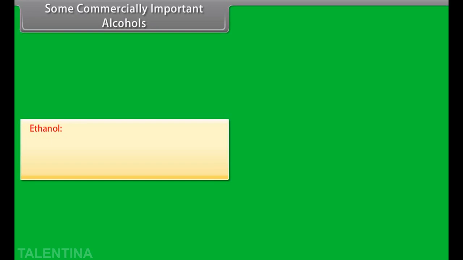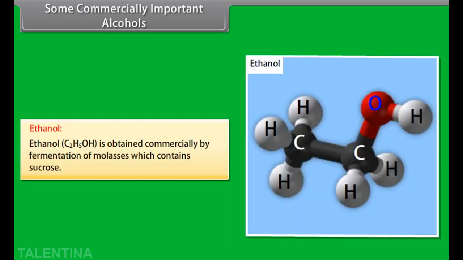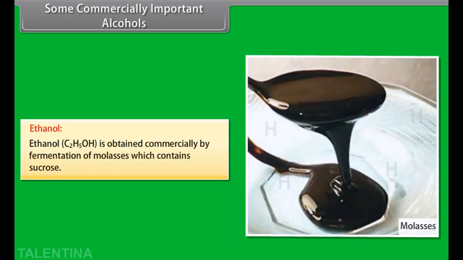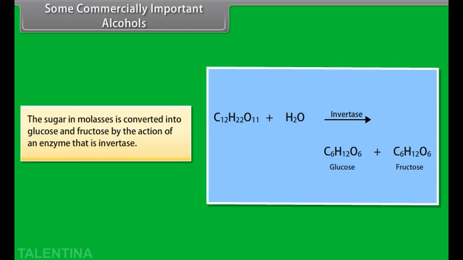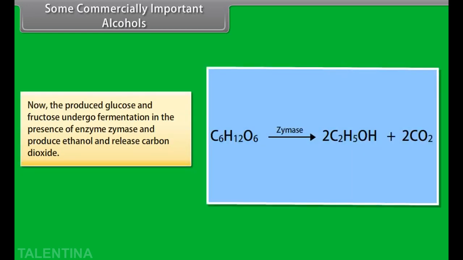Some commercially important alcohols. Ethanol. Ethanol is obtained commercially by fermentation of molasses, which contains sucrose. The sugar in molasses is converted into glucose and fructose by the action of an enzyme, that is invertase. Now, the produced glucose and fructose undergo fermentation in the presence of the enzyme zymase and produce ethanol and release carbon dioxide.